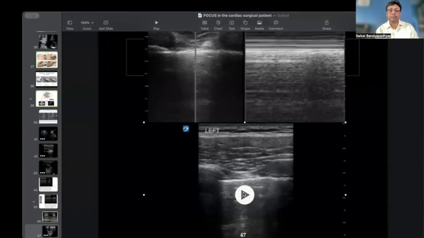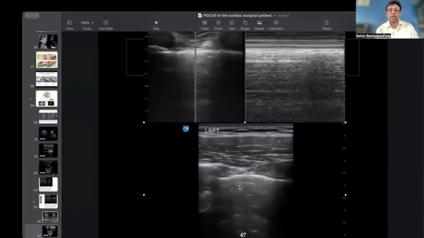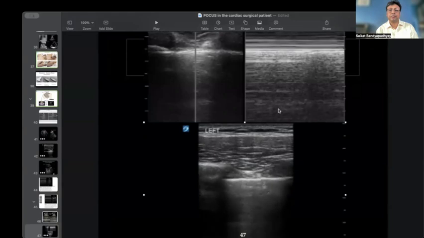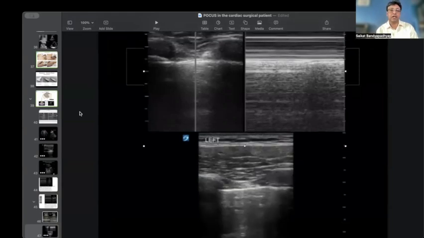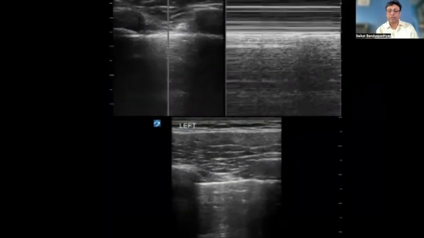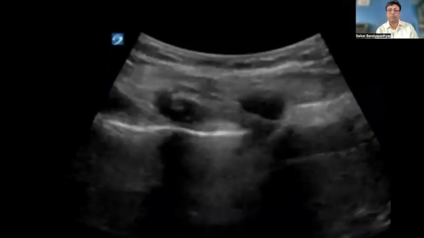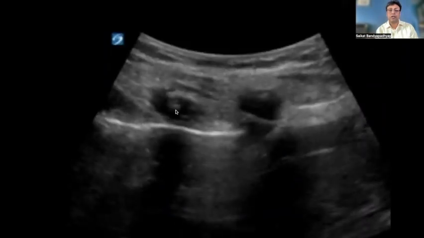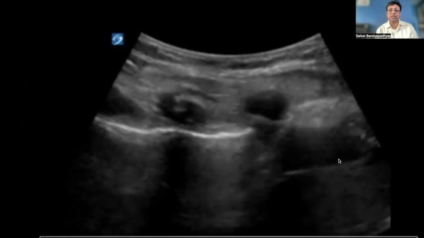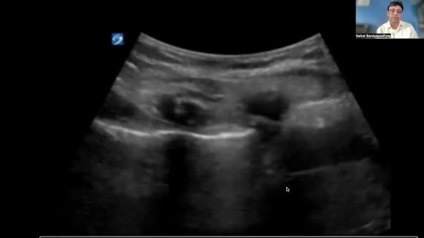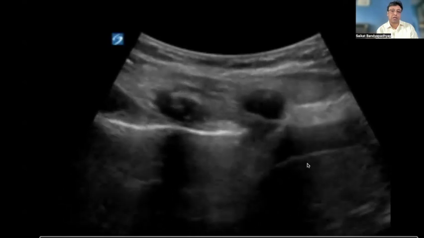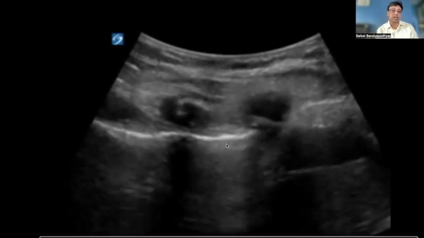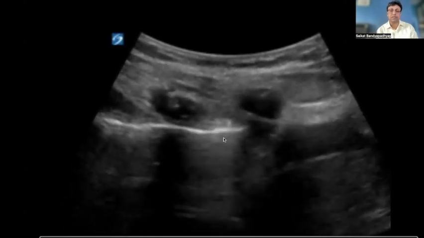I hope they are working. This is a normal lung sliding. You can see over here. Let's compare this with the next video. This is normal. Over here, you can see this is a margin of the collapse. If you see something like this, you can see the lung, and there's a lung margin. So basically, there's something abnormal. The lung is collapsed over here.